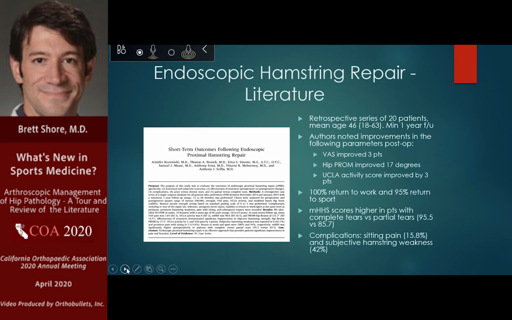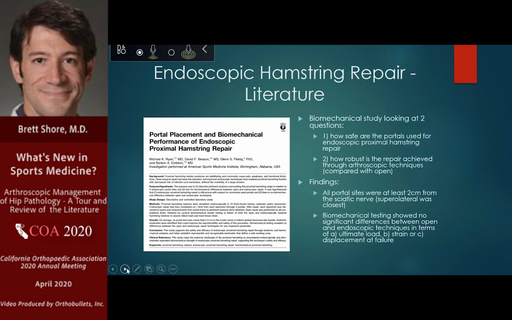So in the literature, some of the studies that have been done following the results of endoscopic proximal hamstring repair overall have found very good results with high rates of return to work. But interestingly, better results in patients with complete tears versus partial tears. And the most common complications, as expected, were sitting pain and subjective hamstring weakness.